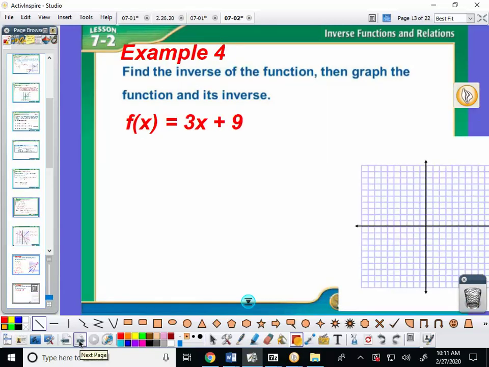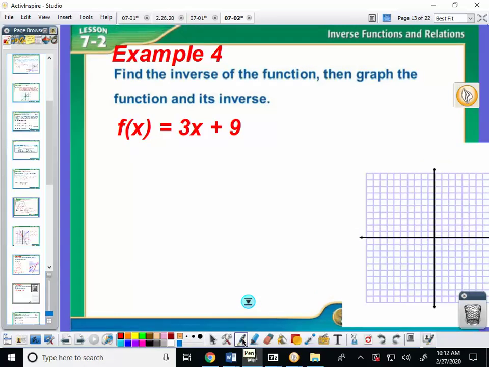In example 4, we have the function f of x equals 3x plus 9. What's the first thing we're going to do in putting this into the inverse function form? Replace f of x with y. So y equals 3x plus 9. What do we do next? Interchange x and y, so switch your x and y placement.